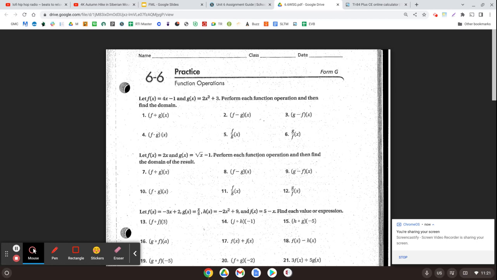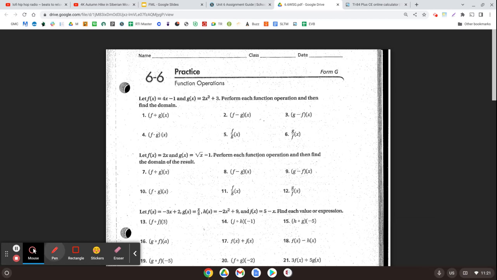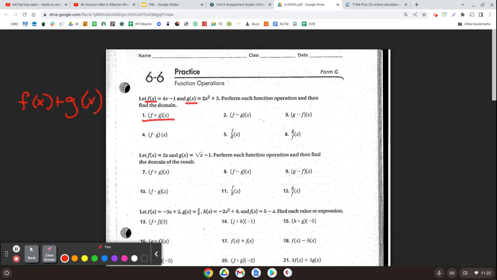All right, now we've got some composite functions, 5-minute lesson, okay? What that means is now we're going to take two different functions, f of x and g of x. We can title them lots of different things, and we're going to combine them. So when you see f plus g of x, that's the same thing as f of x plus g of x. So for example, number one, the answer would be 4x minus 1 plus 2x squared plus 3.